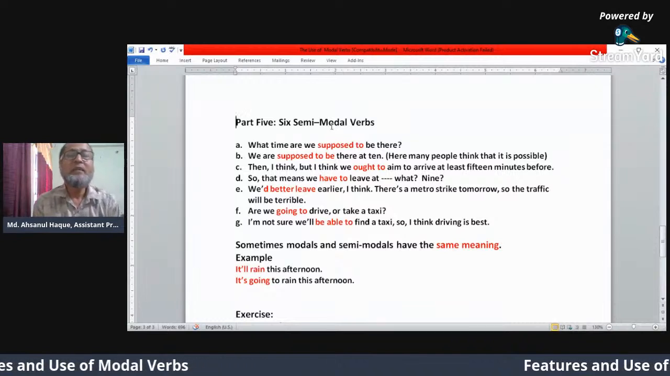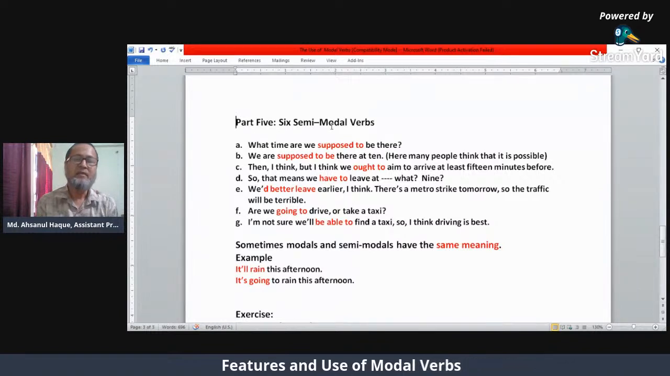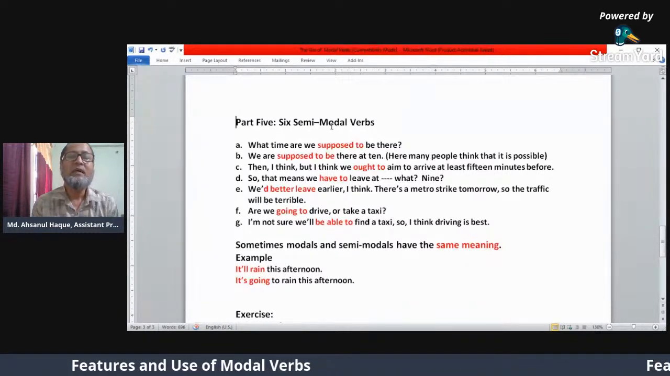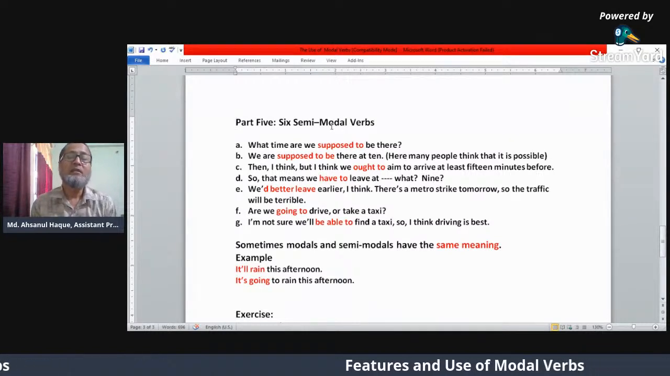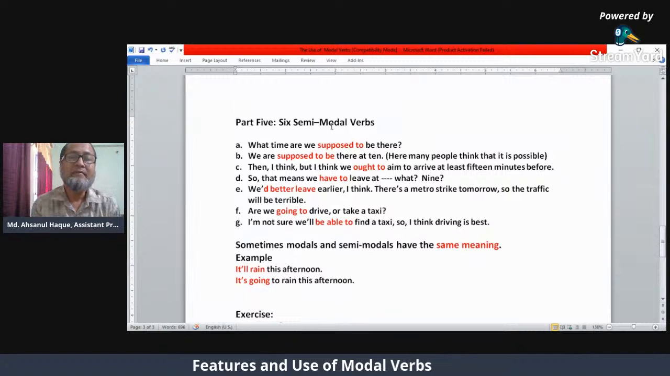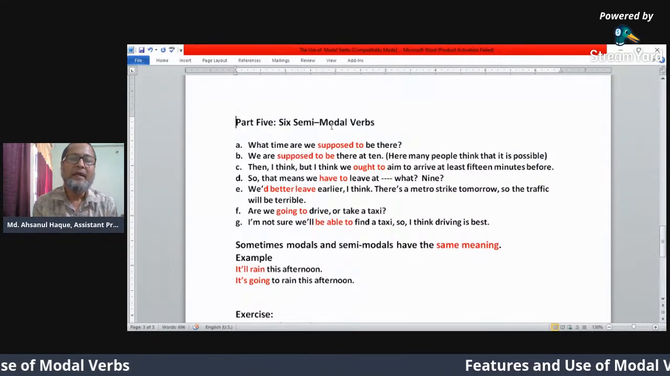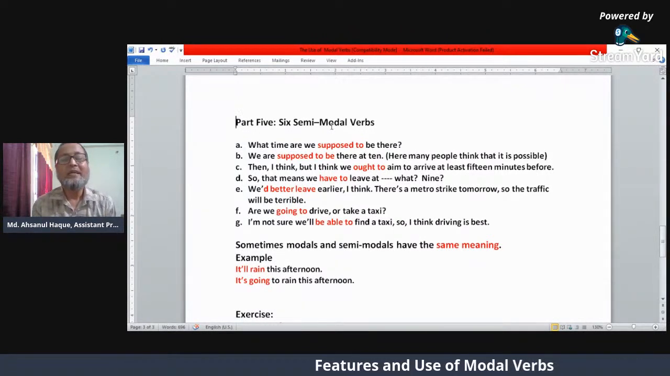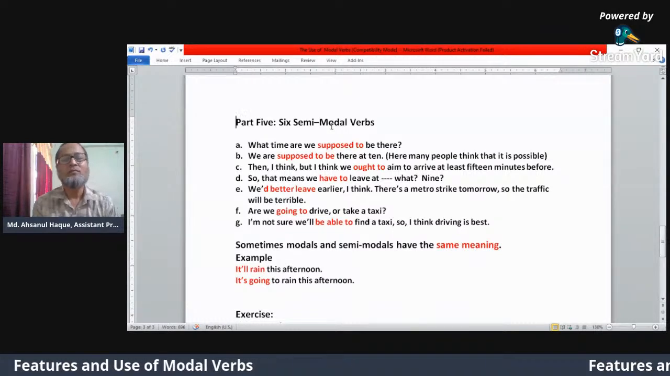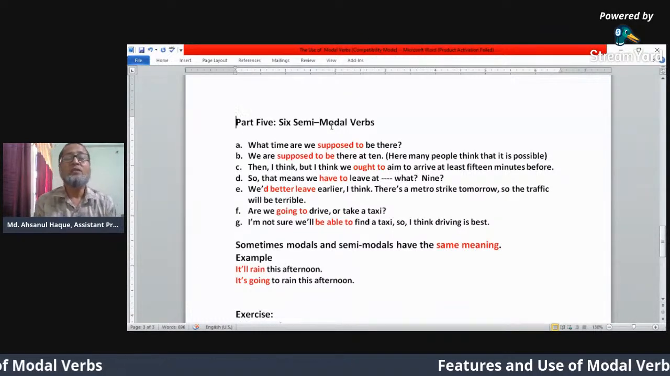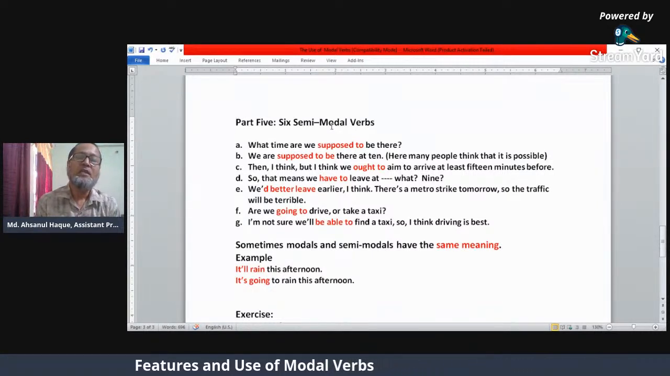There are also semi-modal verbs, and there are 6 semi-modal verbs. It's very important and very interesting to know. But what are those 6 semi-modal verbs? Supposed to, ought to, have to, had better, going to, and be able to. These 6 are semi-modal verbs. And we very often use these, especially in our spoken English, in our conversation.